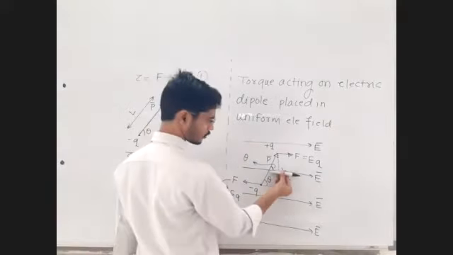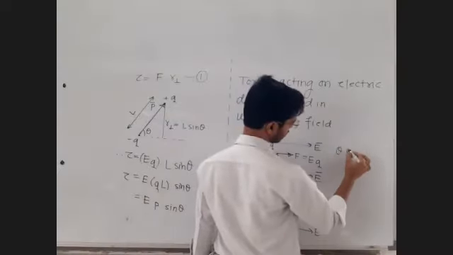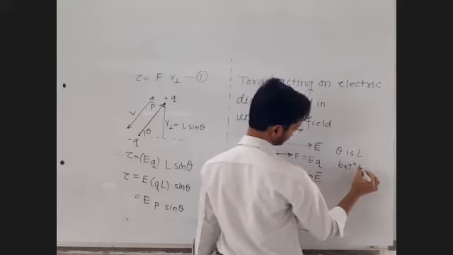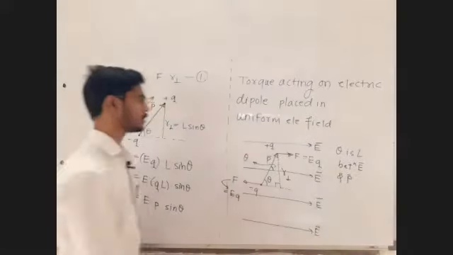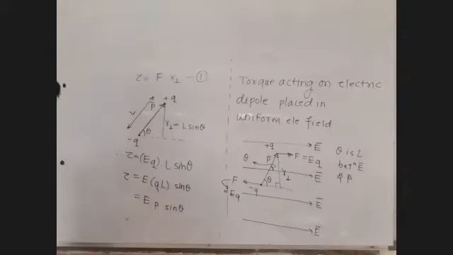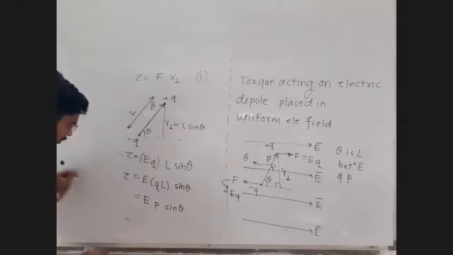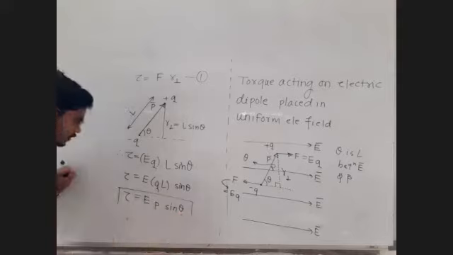E bar is the electric field, P bar is the dipole moment. Right here, theta is the angle between E bar and P bar. So we have the magnitude of the first vector, the magnitude of the second vector, into the sine of the angle between them. Certainly we can have a cross product relation for the vector form.